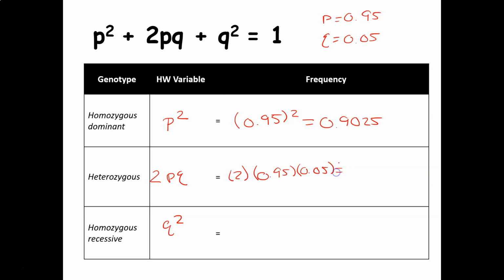My heterozygotes are the 2 times the 0.95 that I have for p times the 0.05 that I have for q. If I calculate that, then I get 0.095, or about 9.5%. Come down to the q, 0.05 squared gets me back to that 0.0025 that I started with. So that's a nice double check just to make sure you've done all your math correctly. And if you add all of these up, they should equal 100%, or at least close to it, depending on if you end up needing to round anything significantly somewhere along the way.